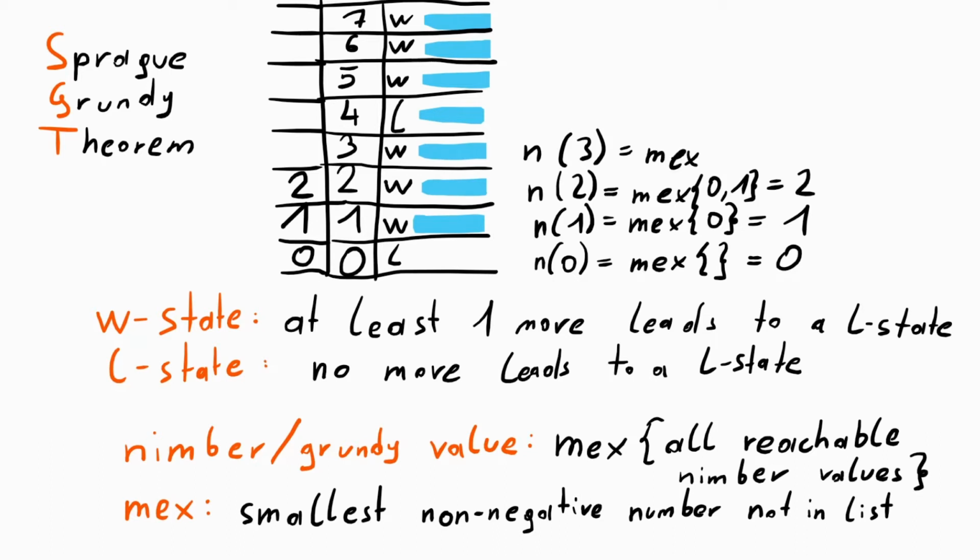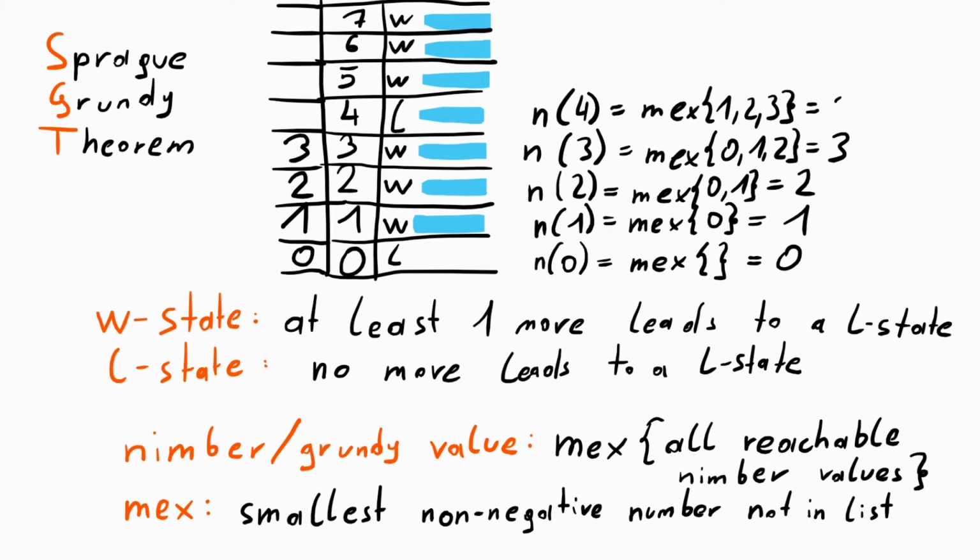In the same way, we can compute the nimber value for the state with 3 blocks. We can either reach the state with 0, 1 or 2 blocks. So we have the nimber values 0, 1, 2, and the mex of them is 3. So far these values are really boring. But now it gets more interesting. If we have 4 blocks, we can only reach the states with 1, 2 or 3 blocks. So these are the nimber values 1, 2 or 3. And now the smallest number that is not in the list is 0.